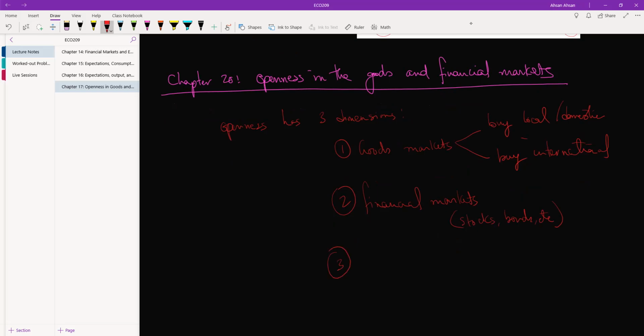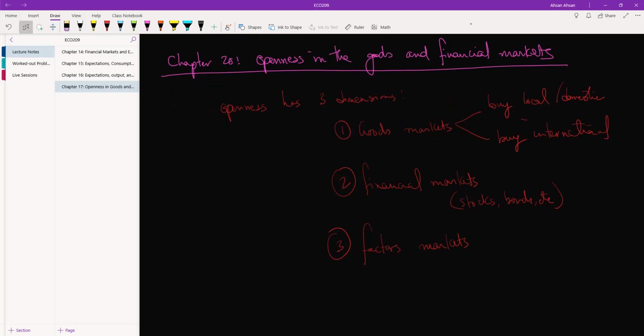That's an example of openness in the financial market. And third, we have openness in the factors market. Factors, of course, mean the things that you need. Remember, when we talked about GDP, we said that we're only concerned with final products, not intermediate products. Factors effectively refers to raw materials, etc., the things that we need to produce a good. Deciding whether you want to hire workers from India or workers from Bangladesh, that's an example of openness in the factor market.